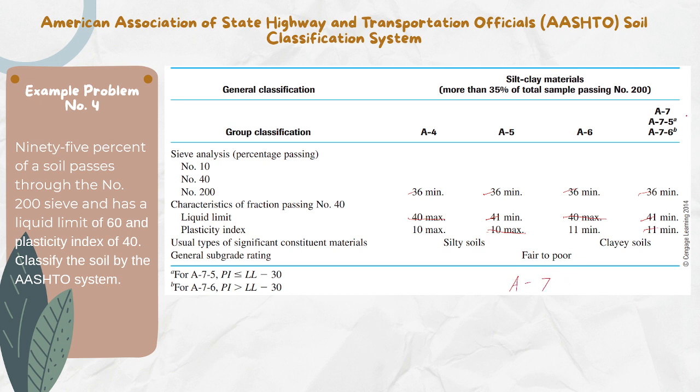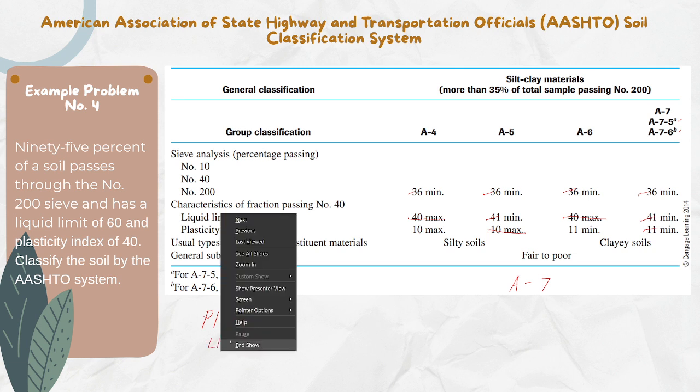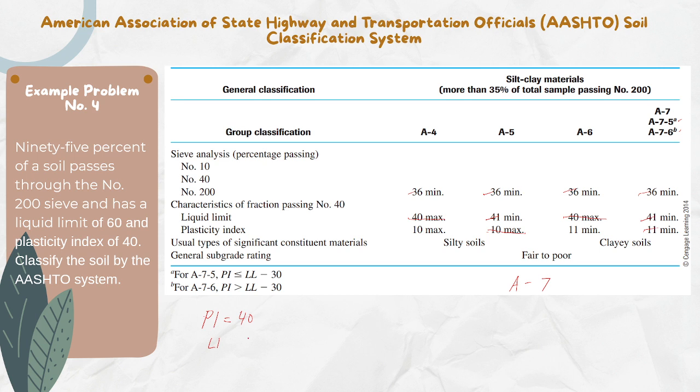So our soil can be A-7, but notice the notes A and B. For A-7-5, the plasticity index is less than or equal to LL minus 30, and for A-7-6, the plasticity index is greater than the liquid limit minus 30. So let us check. PI is equal to 40, and then LL minus 30 is equal to 30. And so PI is greater than 30. So we have A-7-6.